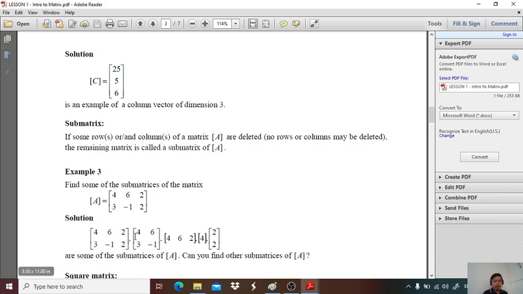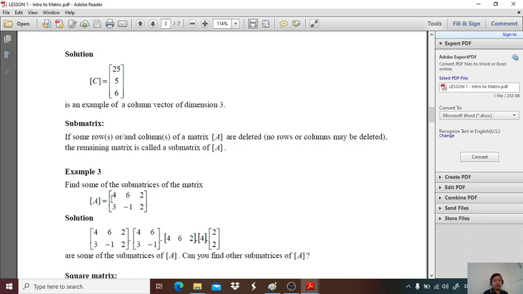Okay, submatrix. Then if you delete this third column, the resulting matrix 4, 6, 3, -1 is also a submatrix. Then if you delete this second row, the resulting matrix is 4, 6, 2, and it is a submatrix. The same as when you delete the second and third column and at the same time the second row, the resulting matrix is 4 only, and this is also a submatrix.